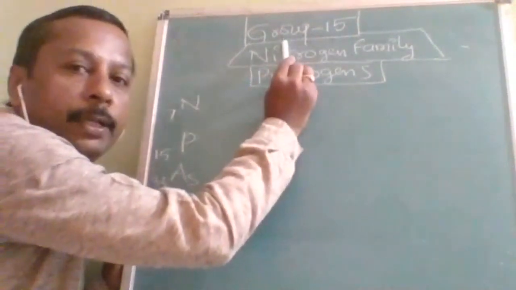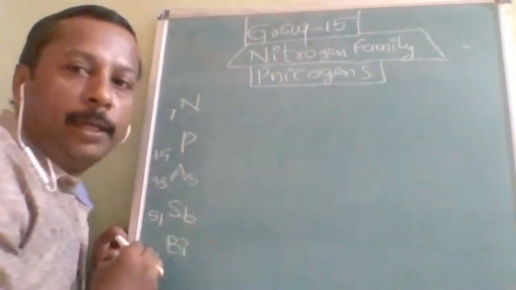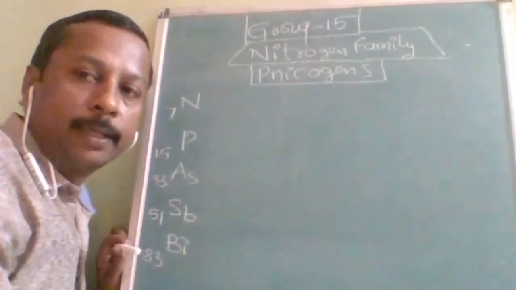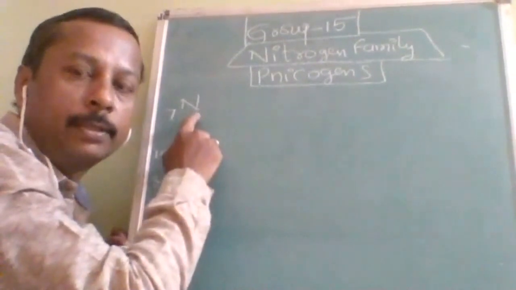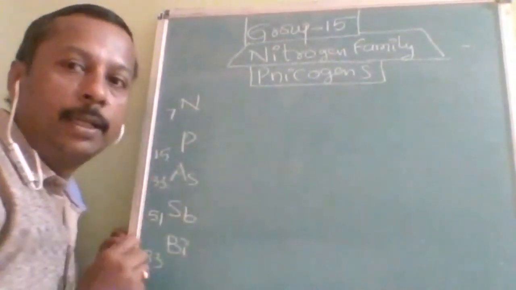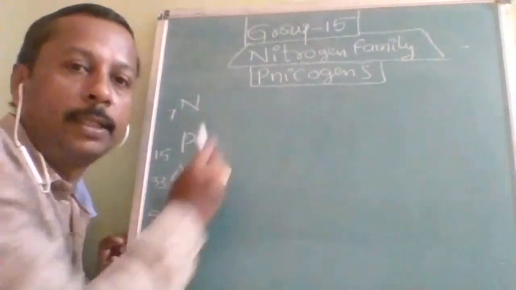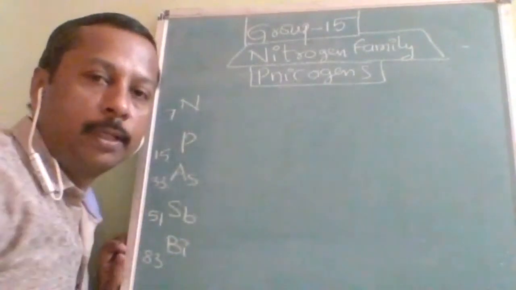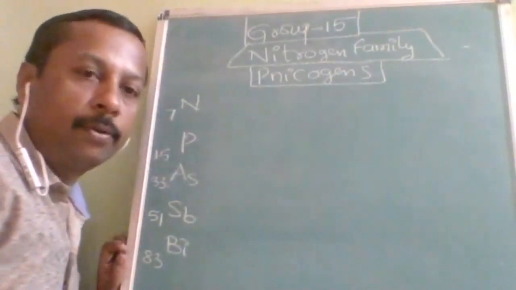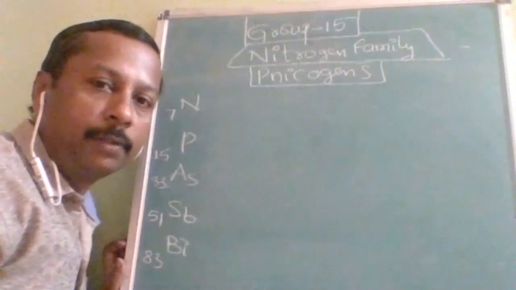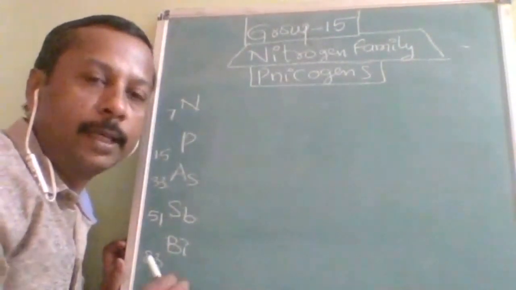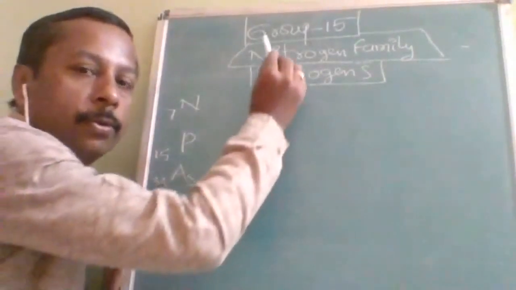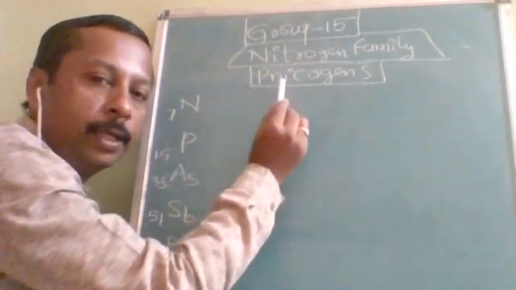Group 15 is also called the nitrogen family. Because of the inert nature of these gases, their presence will cause a deficiency of oxygen. That's why they are called Pnicogens. Pnicogens means insufficiency of oxygen. The presence of these gases will cause insufficiency of oxygen. So group 15, the nitrogen family, are Pnicogens.